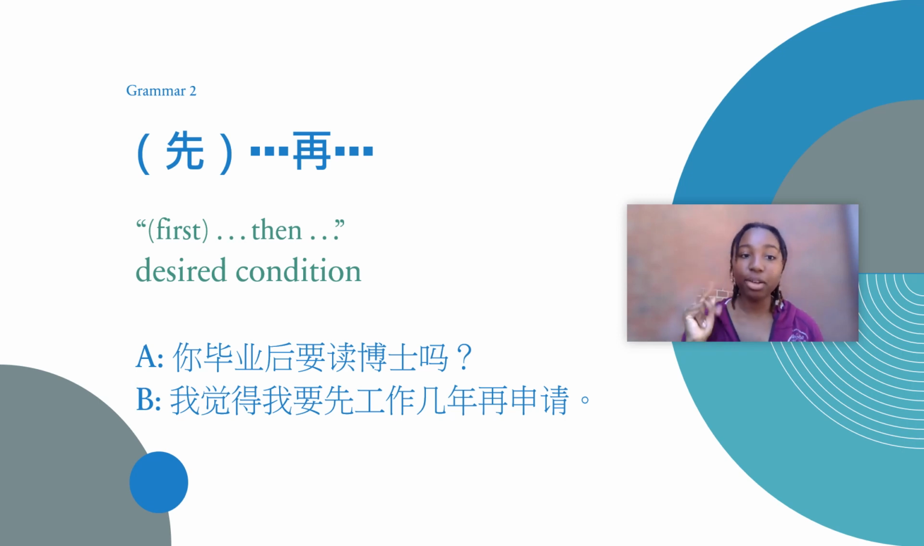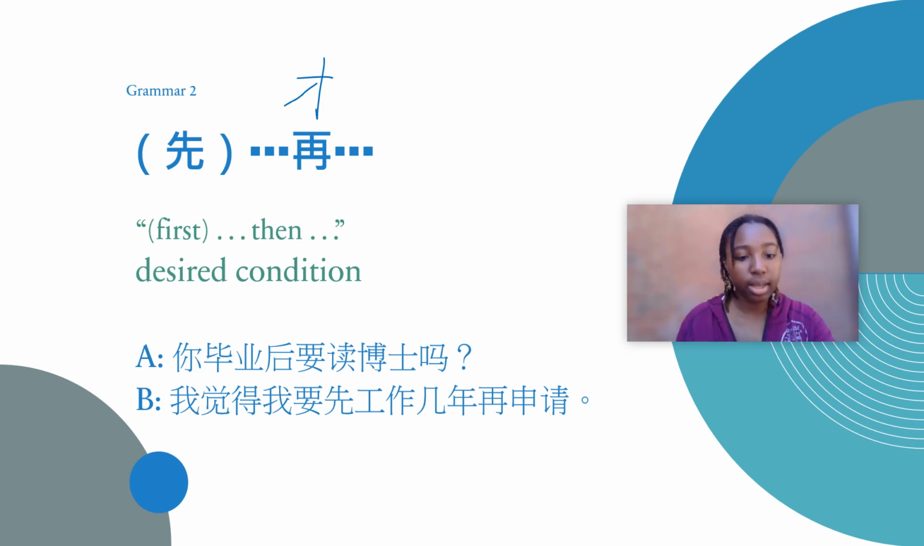好的，那第二个语法先什么什么再什么什么, or you can just remove 先 and just go in with 再. So first, then, but in this case, it's for a desired condition. So this pattern can be translated as first, then, just like 才, like before when we were using 才.